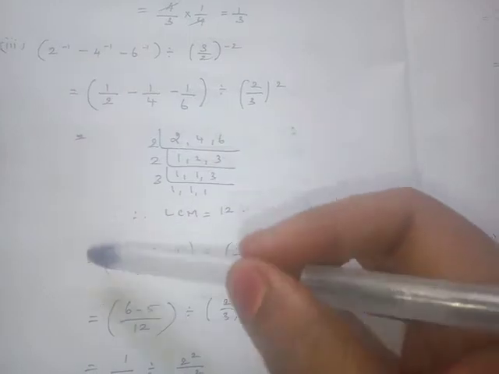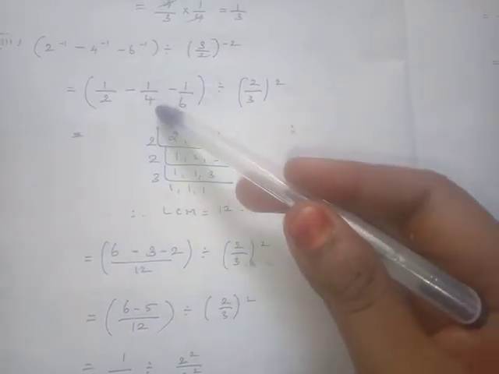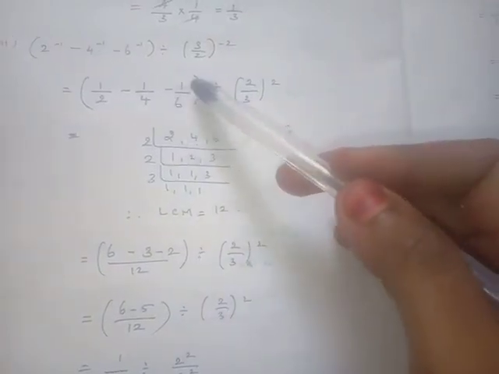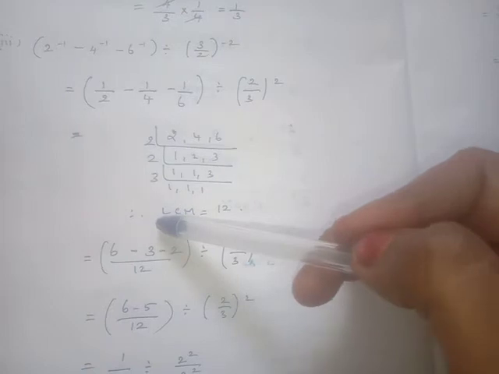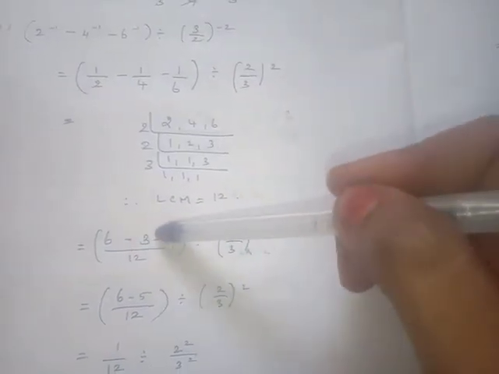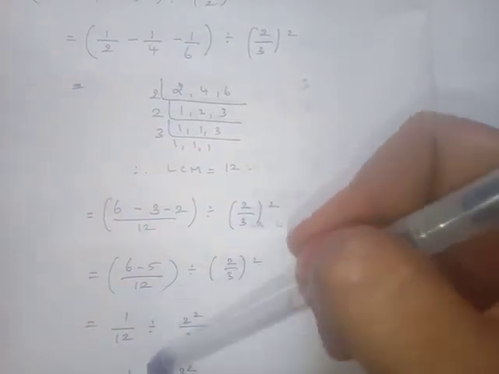In 2 table, 6 multiplied gives 12. So the numerator becomes 6 minus 4 into 3 over 12. 1 3s are 3, 6 2s are 12, so 1 into 2 is 2. So 6 minus 3 minus 2 divided by 12. The minus numbers are added: 3 plus 2 is 5. 6 minus 5 gives 1 by 12.